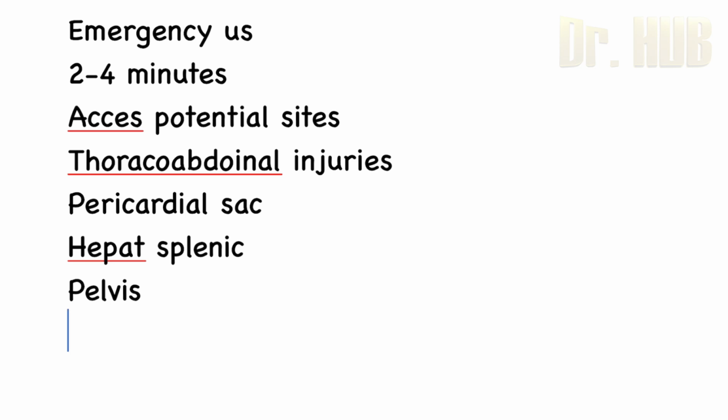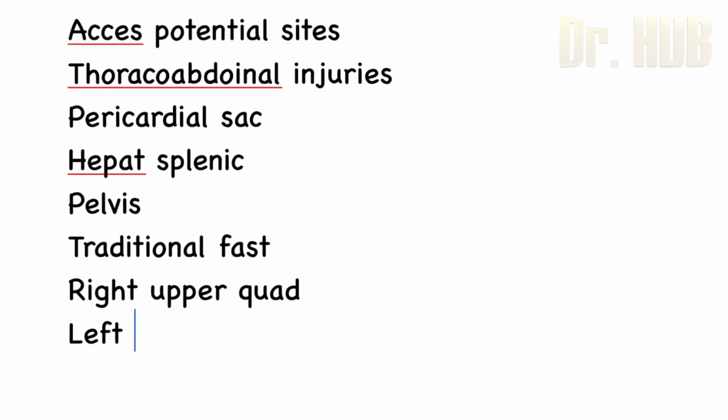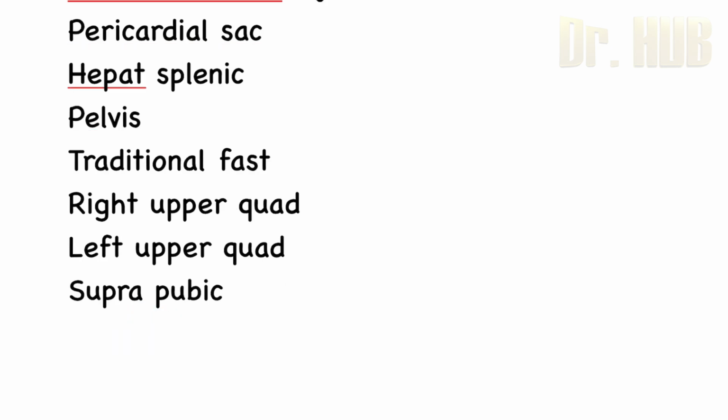Next, in the case of the traditional FAST views. So there is something known as a traditional FAST. Traditional FAST means there are 4 views. There is a right upper quadrant view, next a left upper quadrant view, a suprapubic view, as well as the pericardial view.